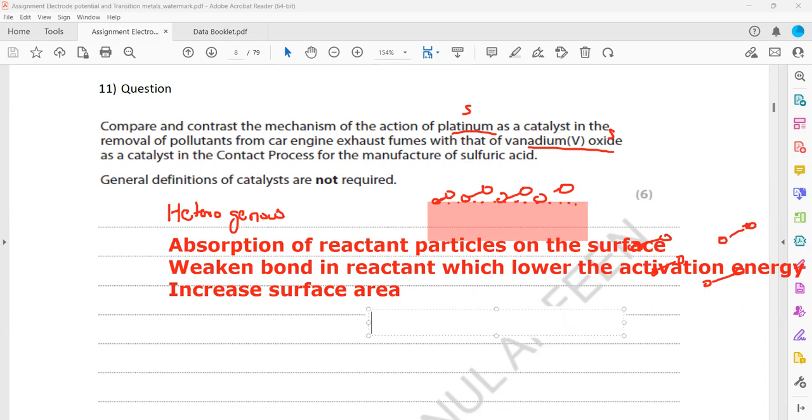So these are the points you will mention. Both platinum and vanadium pentoxide are heterogeneous catalysts. And in a heterogeneous catalyst, what will happen? The reactant adsorbs on the surface, which weakens the bond, it increases the surface area, and lowers the activation energy.